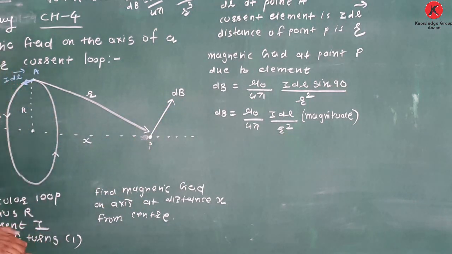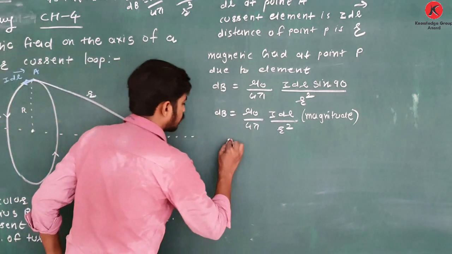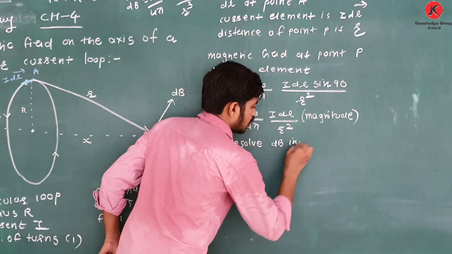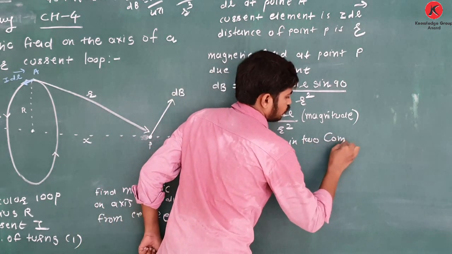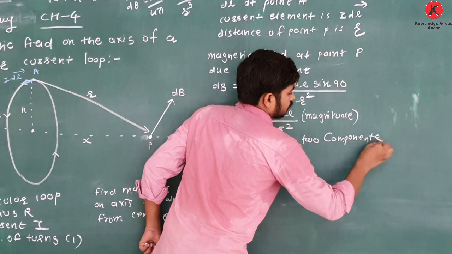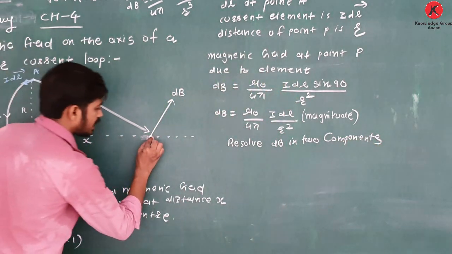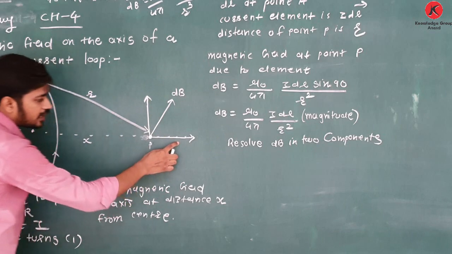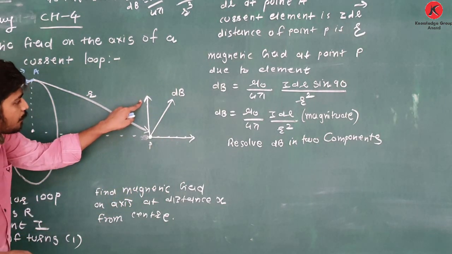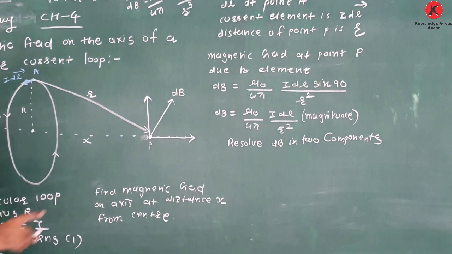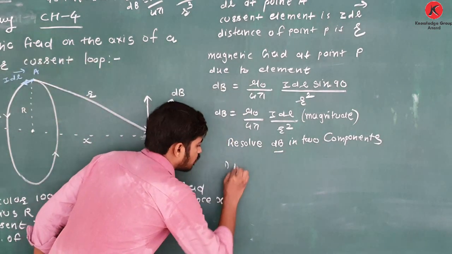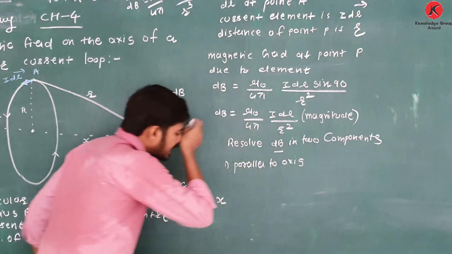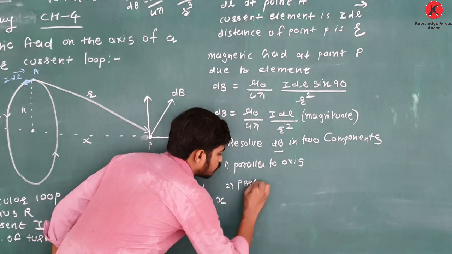Clear? Now see, it is dB in this direction. Now I will resolve this dB in two components. Which two components? See, the first component is in this direction and another component is in this direction. This component is called parallel to the axis and this component is called perpendicular to the axis. So yes, resolve dB in two components: one parallel to the axis and another perpendicular to the axis.